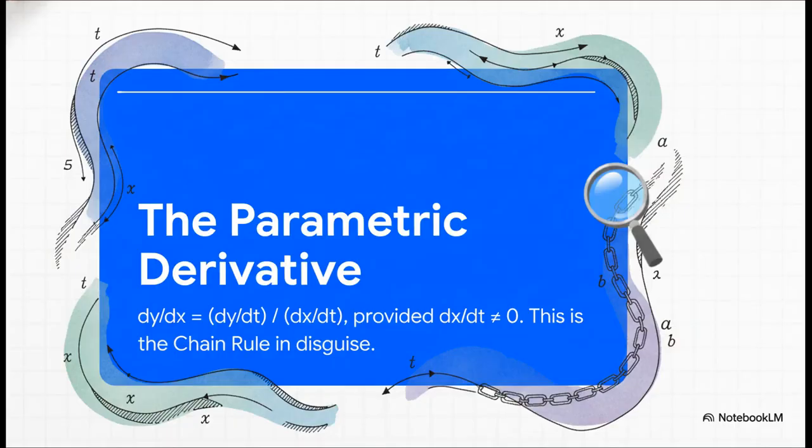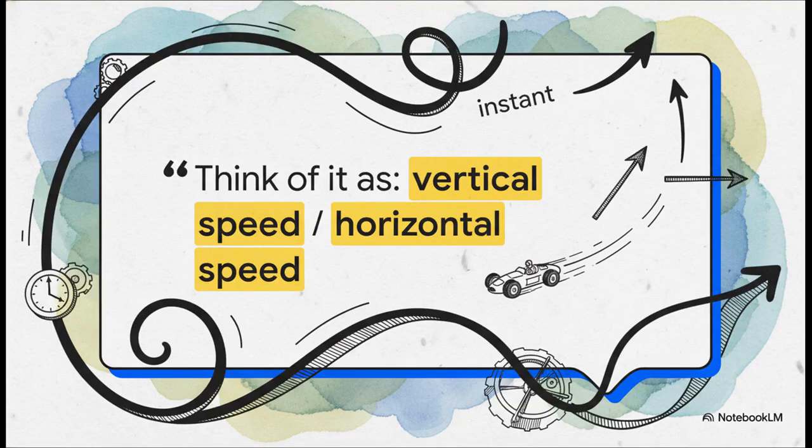And here it is, the key to the whole thing. This is our formula. The slope, dy/dx, is just the derivative of y with respect to time divided by the derivative of x with respect to time. Now, why does this work? Well, it's really just the chain rule in a clever disguise. See, since y isn't a direct function of x, we have to analyze how they both change with respect to our parameter, t.